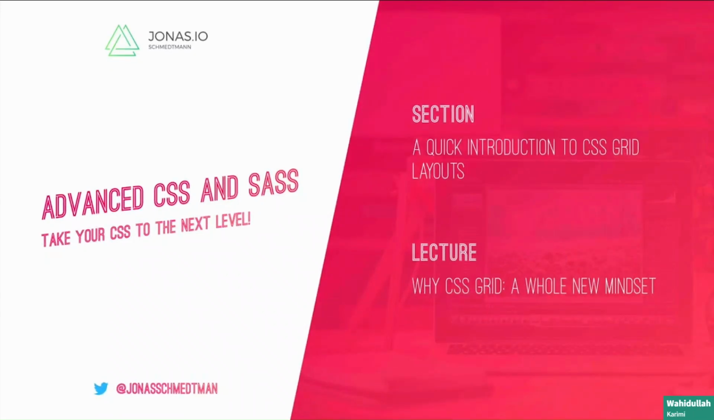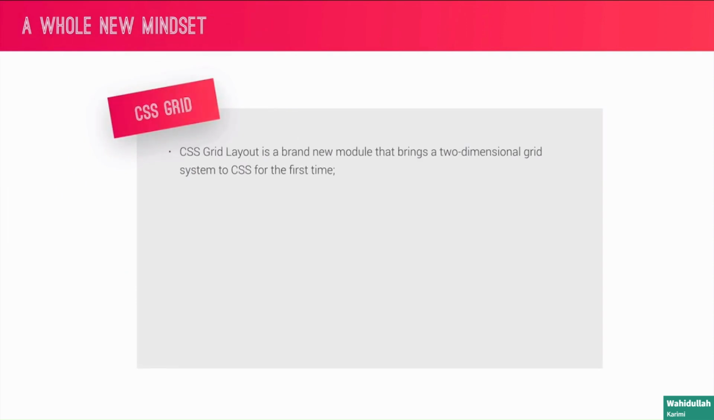Let's start the CSS Grid part of the course by taking a look at what CSS grids actually are, how they work, and why we need them. So, what are these CSS grids that everyone talks about so much these days? Well, the CSS Grid layout is a brand new module that brings a two-dimensional grid system to CSS for the very first time. And there really has never been anything like this before in CSS.